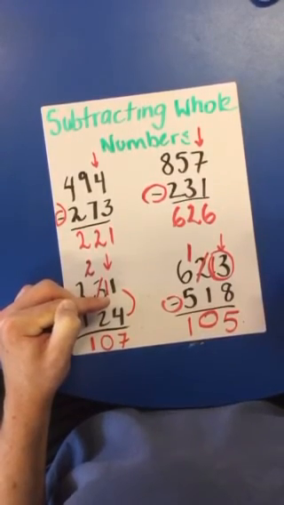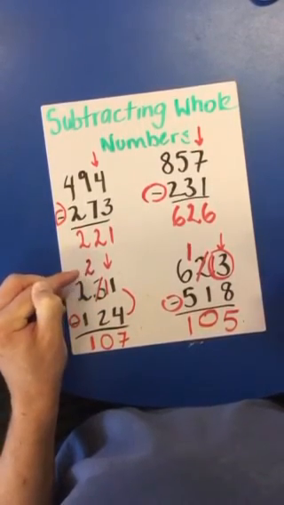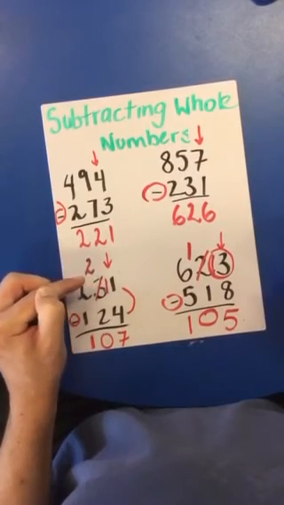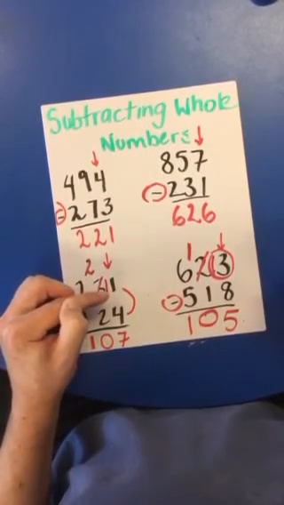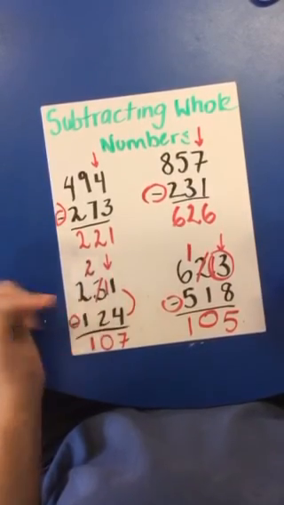And because we pinched a 10, we changed it from 30 to 20 because we took one. We took one and we put it over here and we made that 7.